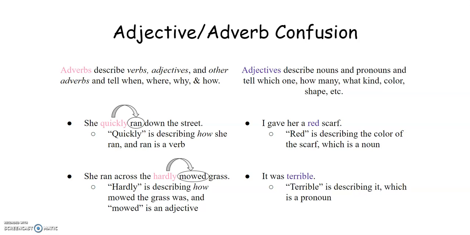Adjectives, on the other hand, are going to describe nouns and pronouns and usually give some extra information about which one, how many, what kind, color, shape, just to name a few things they can describe. So, for our examples, I gave her a red scarf. Red is our adjective, modifying the noun scarf. Or, it was terrible. Terrible being our adjective, modifying the pronoun it.